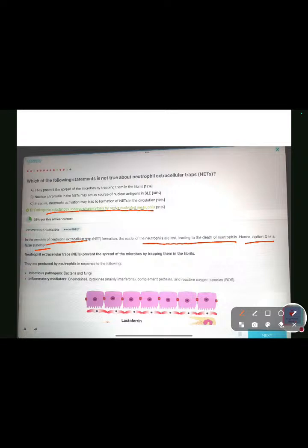The pathogens undergo phagocytosis by activated nucleated neutrophils? No, the neutrophils die. In the process of neutrophil extracellular trap formation, the nuclei of the neutrophils are lost, leading to death of the neutrophils. Hence, option D is not correct. Neutrophil extracellular traps prevent the spread of microbes by trapping them in their fibrils. They are produced by neutrophils in response to infectious pathogens like bacteria and fungi, inflammatory mediators, chemokines, cytokines, interferons, complement proteins, and reactive oxygen species.